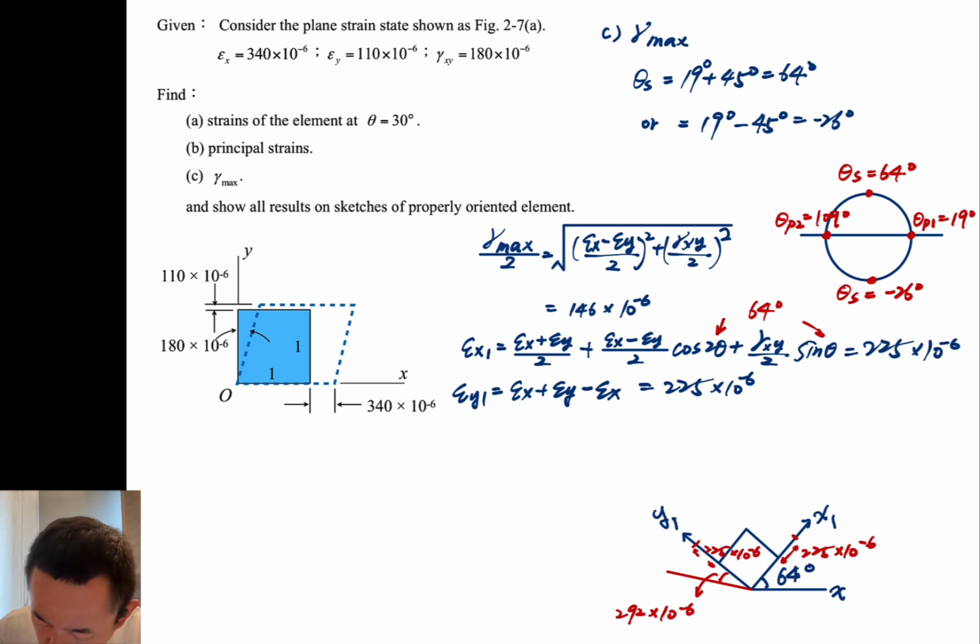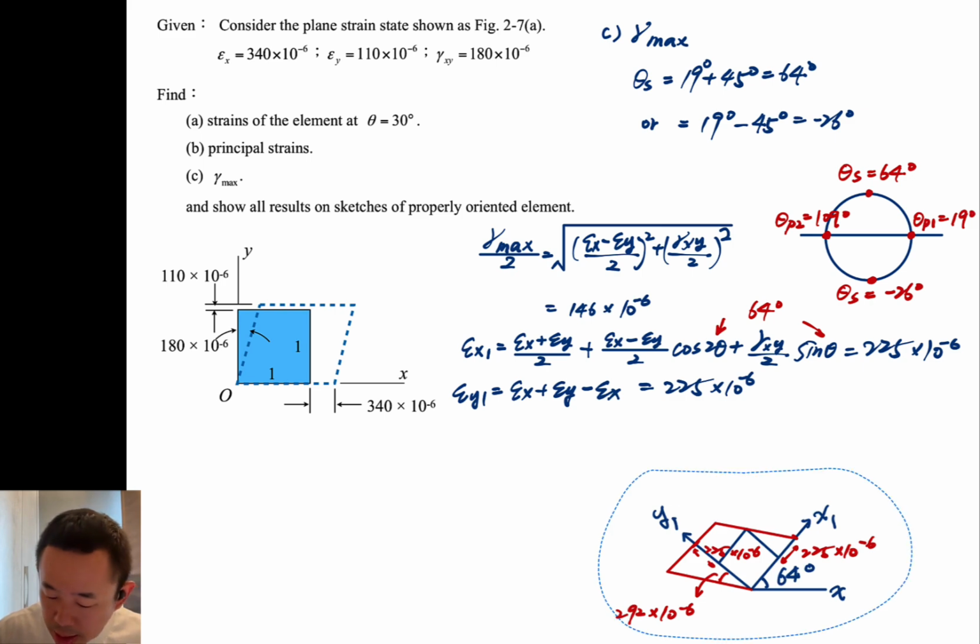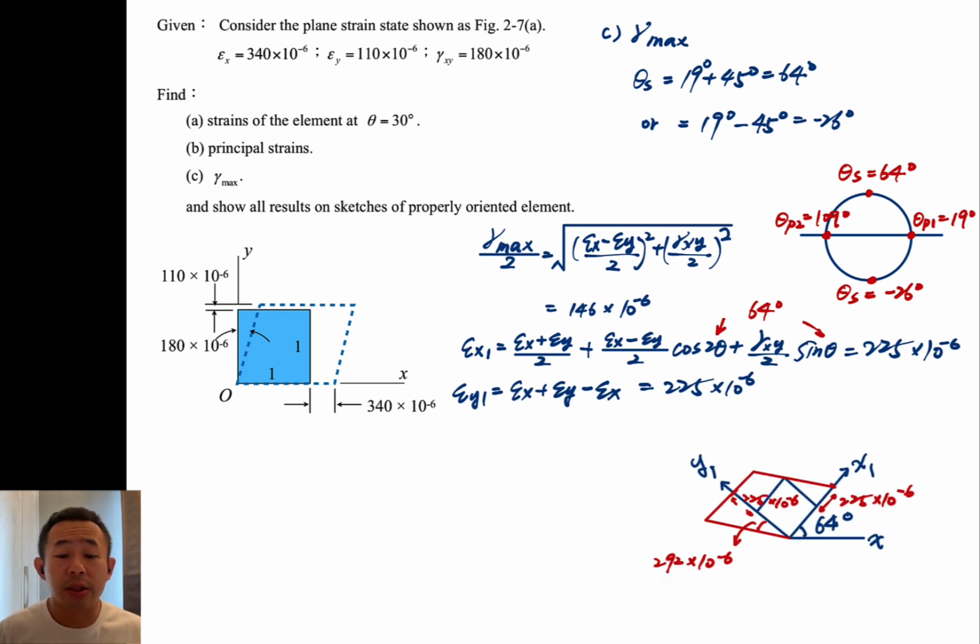All right, so connecting these, you will have the final strain element occurred at the orientation where the gamma mix occurred. Right. So basically, that's it. This is the solution of this question, the solution of this example.